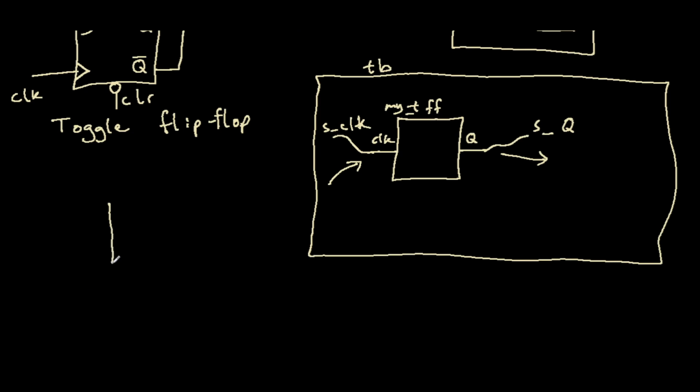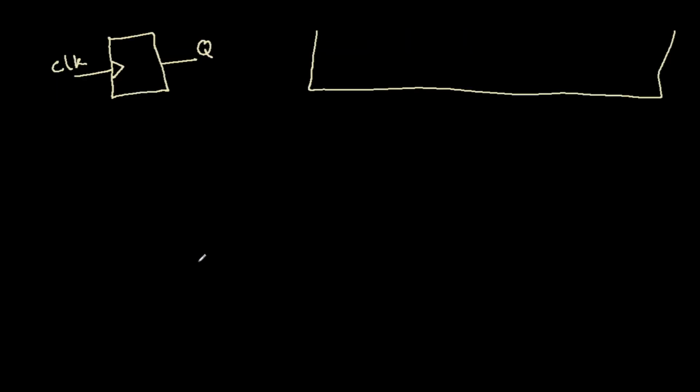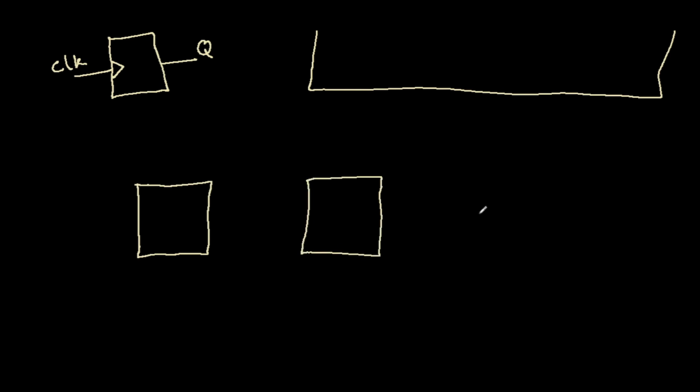Our T flip-flop has one input, which is a clock, and one output, which is our Q. Now what we want to do is create a ripple counter. I'll simply make it a 3-bit ripple counter, so I will make use of 3 T flip-flops. That's the first, I have a second here, and I have a third down here.